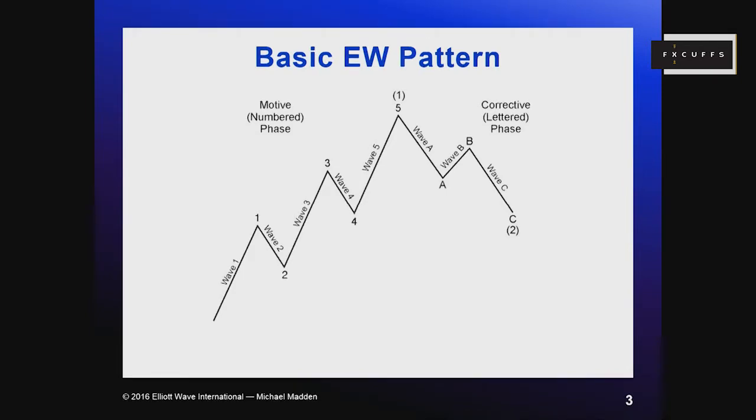So like I said, we have motive waves divided into 5 waves, 1, 2, 3, 4, 5, and a corrective phase divided into 3 waves. You'll notice that for the motive wave, we use numbers to label it, and then the corrective phase is labeled with letters. So at a quick glance, you can understand where the trend is.